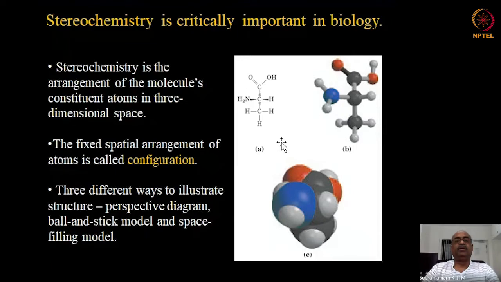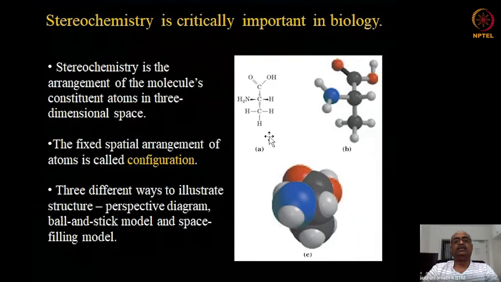And then there are dashed lines, like the ones from the central carbon to the top one and the bottom one, arrow-like lines that indicate that the carboxyl group and this methyl group project away from the plane. So this amino group and hydrogen project towards you from the plane, while these project away. These are indicated by the perspective diagram.